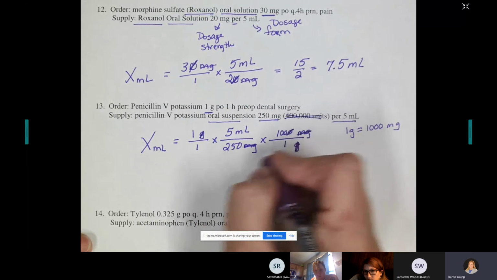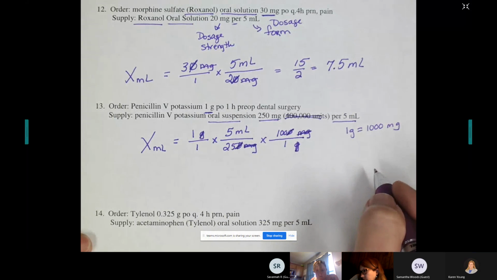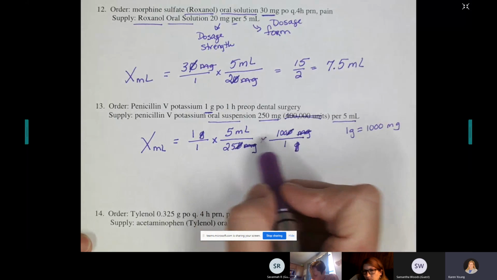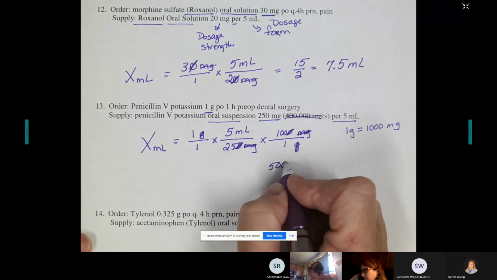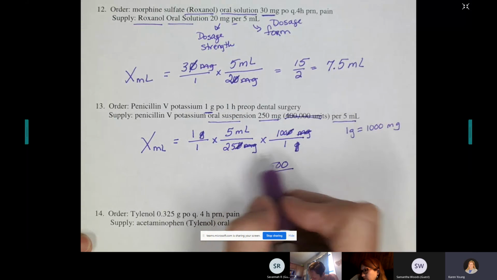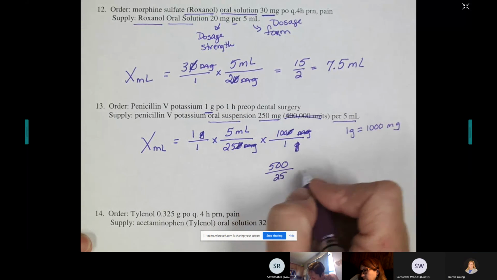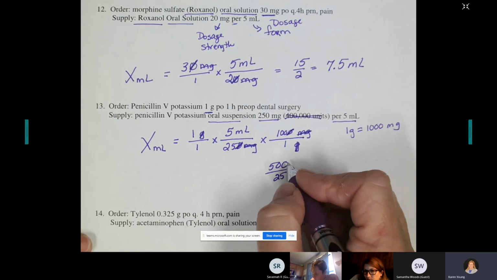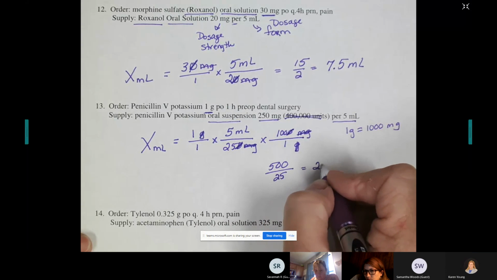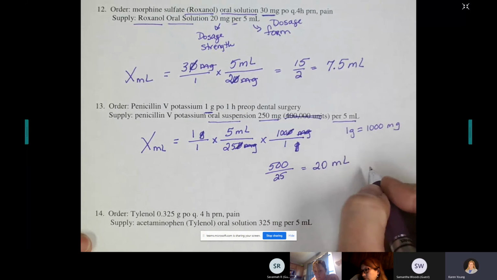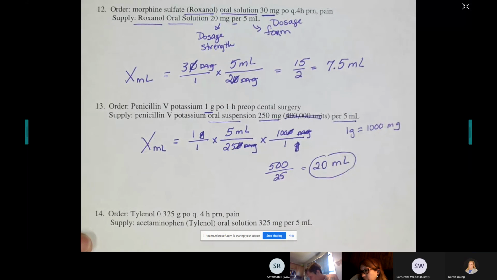I've got a 0 on top that I can cancel with a 0 on bottom. So then I have 5 times 100 gives me 500. And then 1 times 25 times 1 gives me 25. So 25 goes into 500 20 times, which means that I'm going to give 20 milliliters. Okay, so any questions?